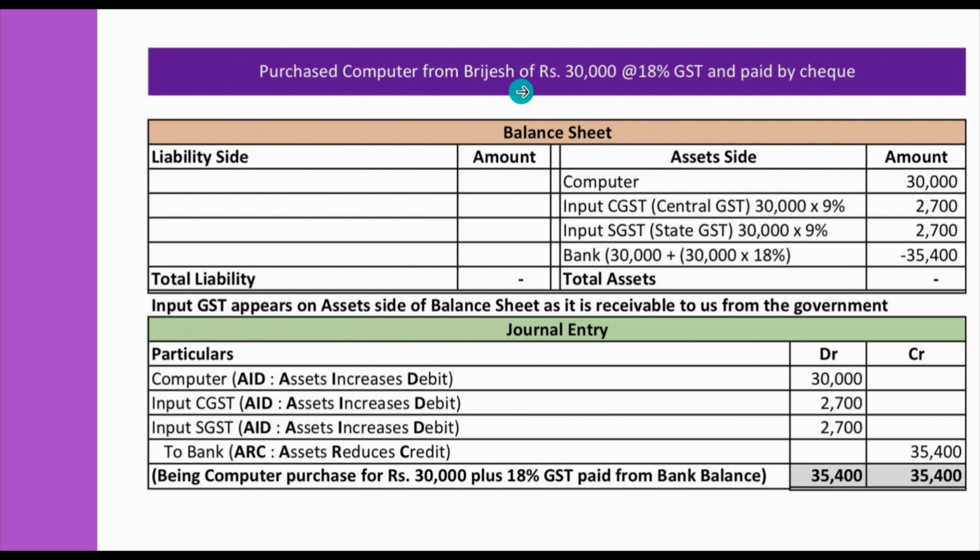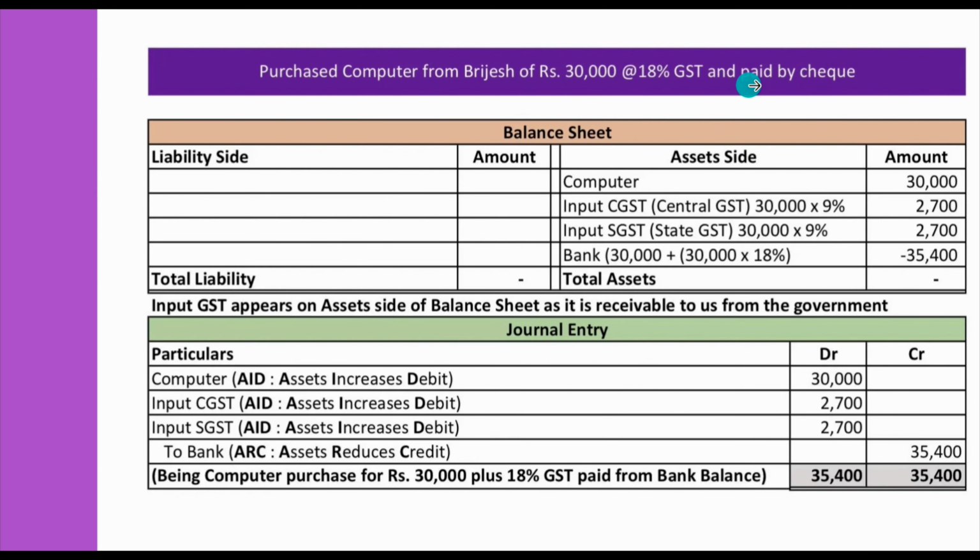Purchase computer from Brijesh of rupees 30,000 at 18% GST and paid by check. GST stands for Goods and Service Tax. Now, the computer appears on the balance sheet asset side. So it is 30,000 rupees and 18% GST. GST is basically split into two parts, central GST and state GST, 9% each. So input CGST, that is central GST, 30,000 into 9% is 2,700. And input SGST, that is state GST, 30,000 into 9% is equal to 2,700.